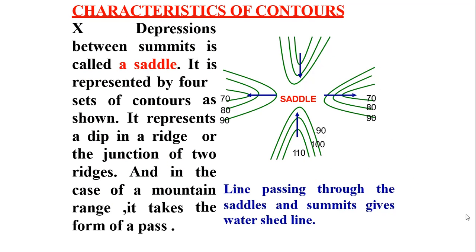Next, a depression between summits is called a saddle. So, basically it is a depression which is there on the field. It is represented by 4 sets of contours as shown in the figure. It represents a dip in a ridge or the junction of 2 ridges, and in the case of a mountain range it takes the form of a pass. So, the line passing through the saddle and summits gives the watershed line. So, this is the example of a saddle.